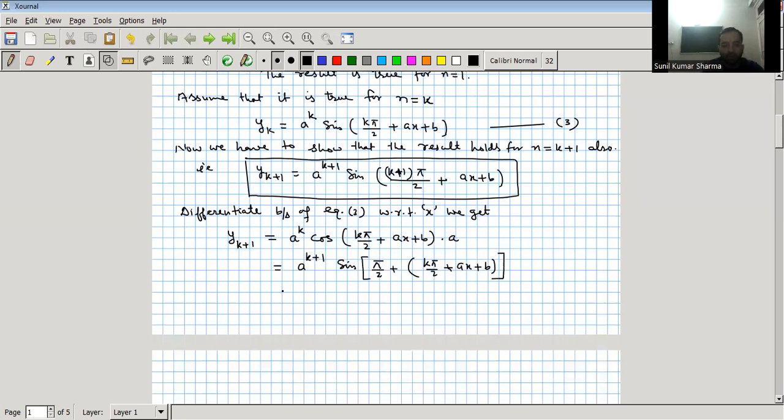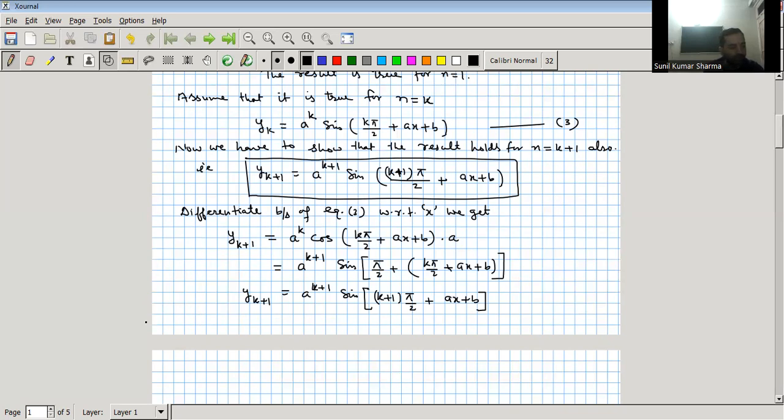Now we can combine pi by 2, a to the power k plus 1 sine. We can take pi by 2 to be common. So we get k plus 1 pi by 2 plus ax plus b. Right? So we get this. If you look at the expression in the rectangular box, we find that y_{k+1} is equal to a to the power k plus 1 sine k plus 1 pi by 2 plus ax plus b.